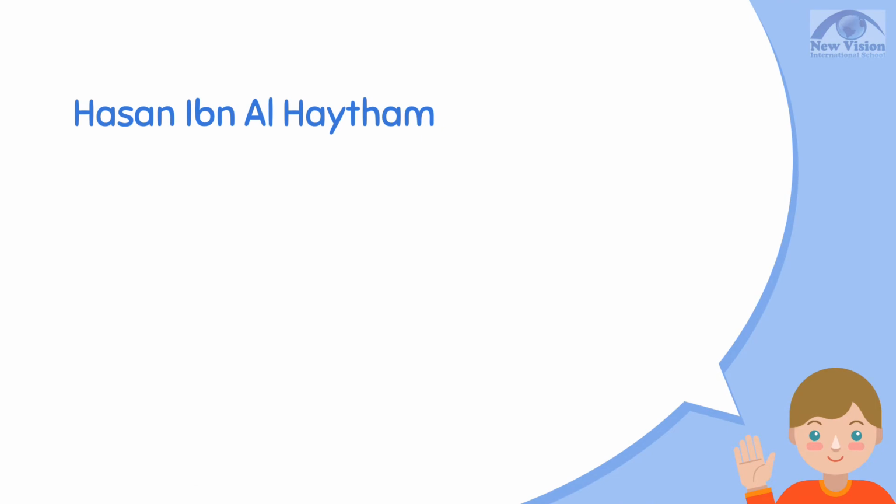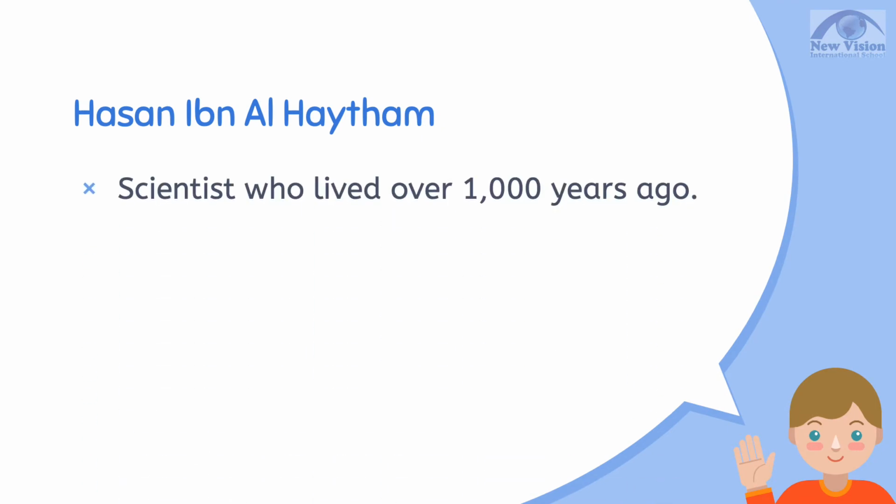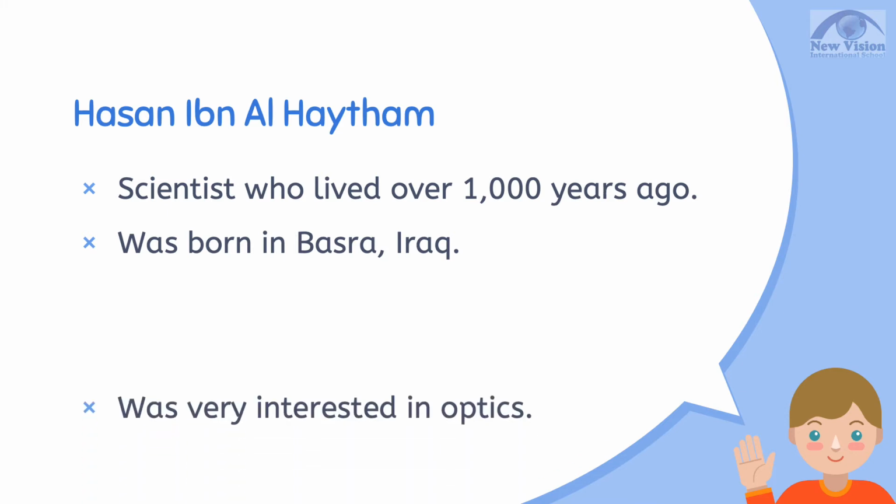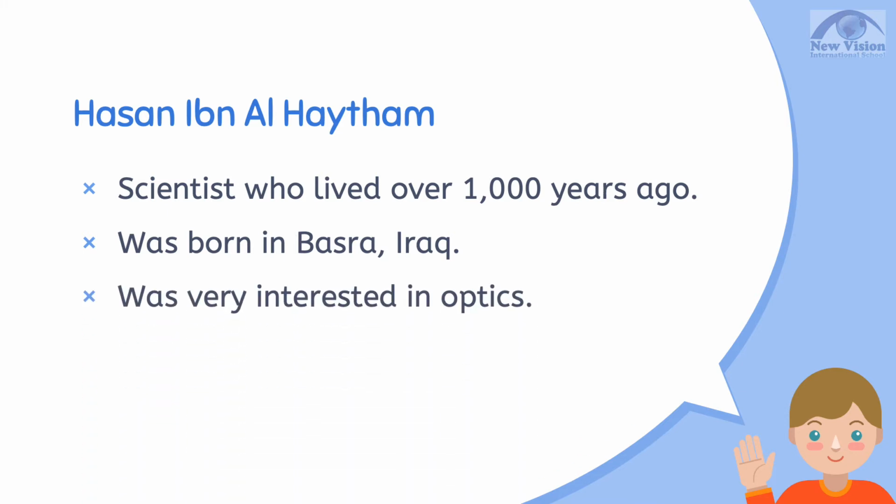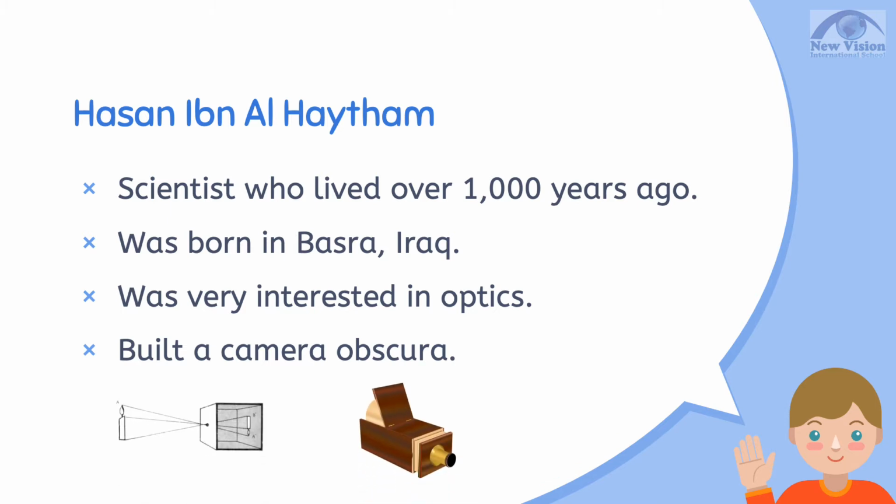Hassan ibn al-Haytham was a scientist who lived over 1,000 years ago. He was born in Basra, in Iraq. He was very interested in optics, which led him to building a camera obscura. Below is the picture of a camera obscura. This invention later on led to the invention of cameras.